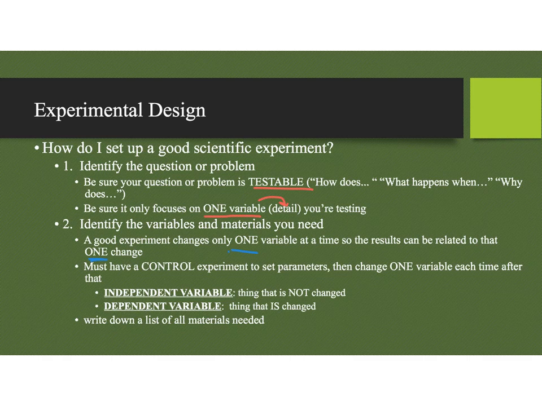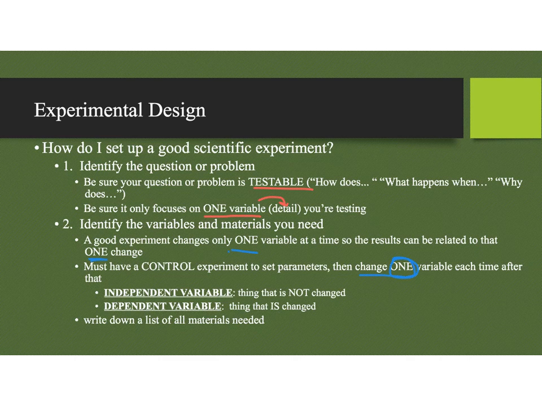When you are identifying variables and materials you need, you always want to have a control experiment in order to set up parameters. For example, in the Cheeto lab, the very first experiment we did with the Cheetos was our control experiment. So as you think about redesigning this Cheeto lab to answer a different question, you're going to use the results from the first Cheeto lab as your control. And then for this redesign, you're going to change just one variable.